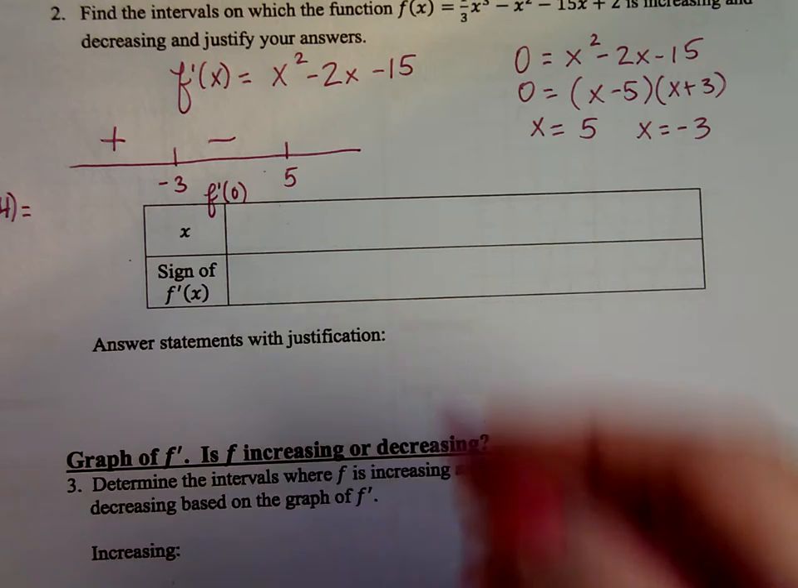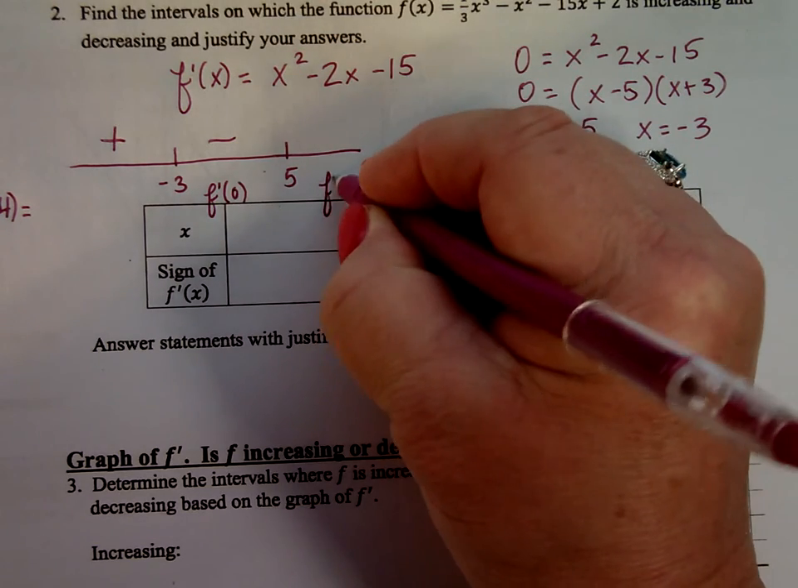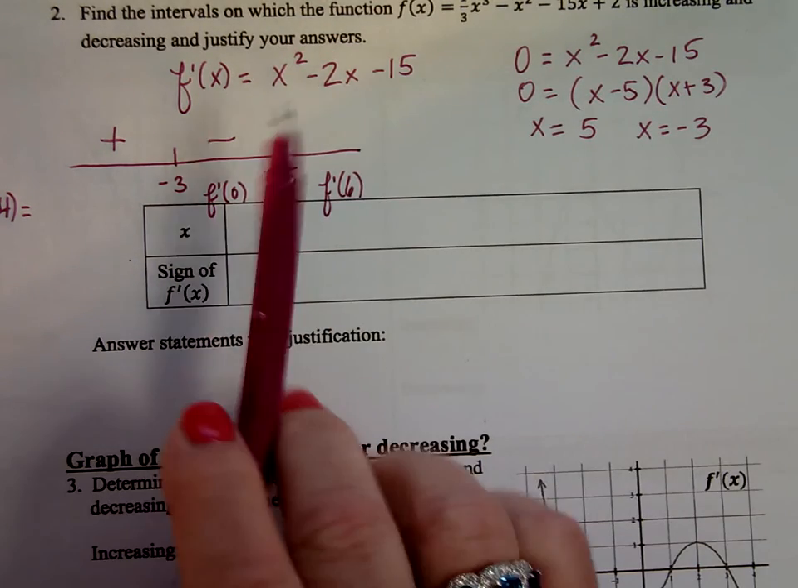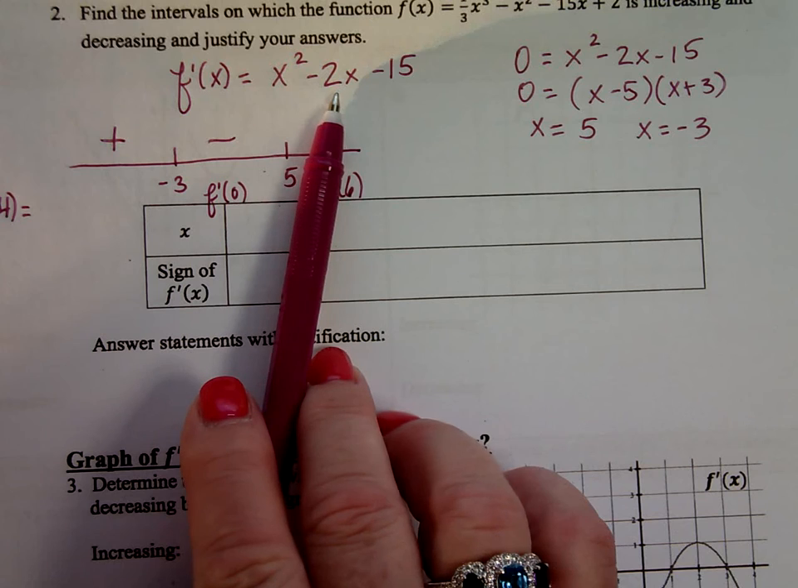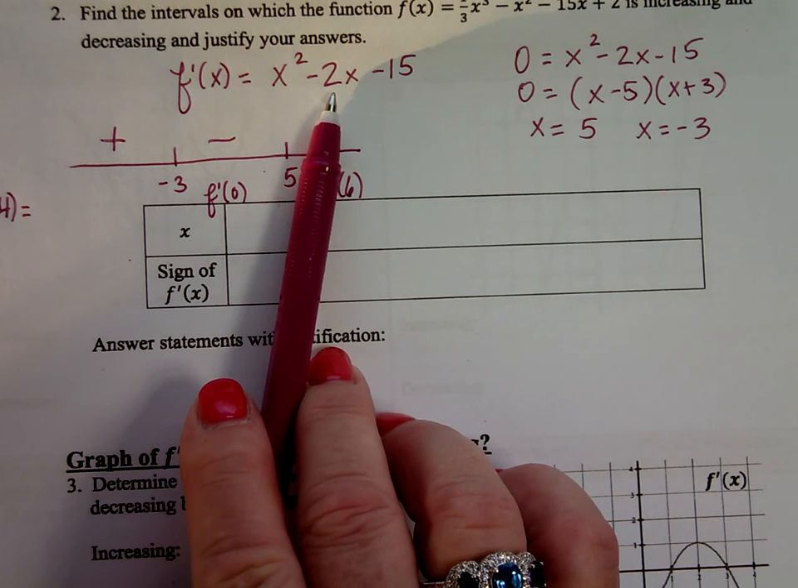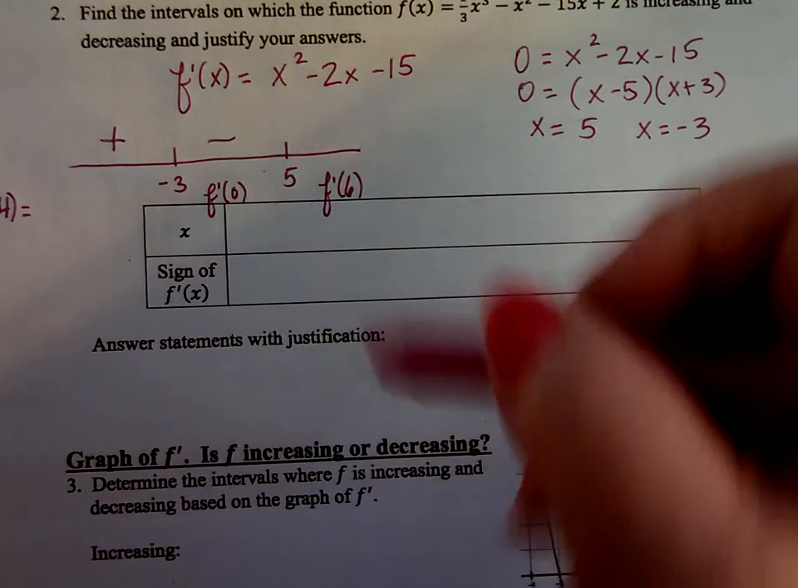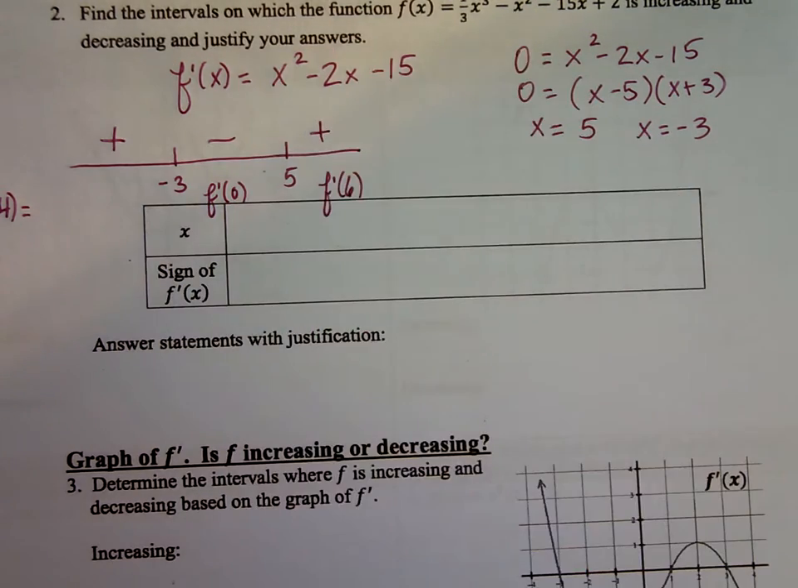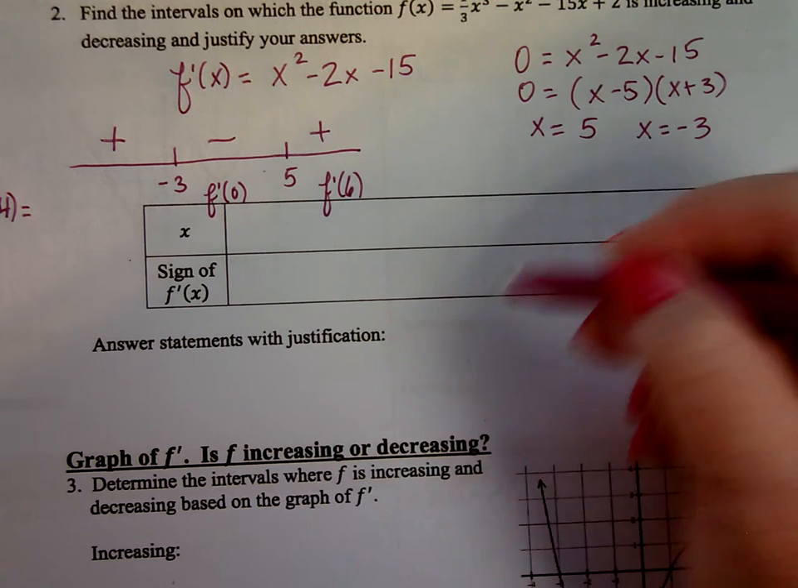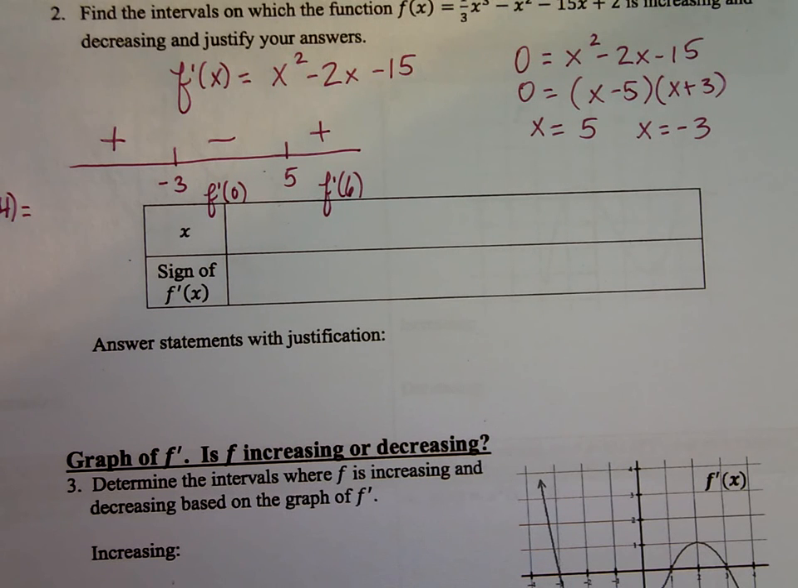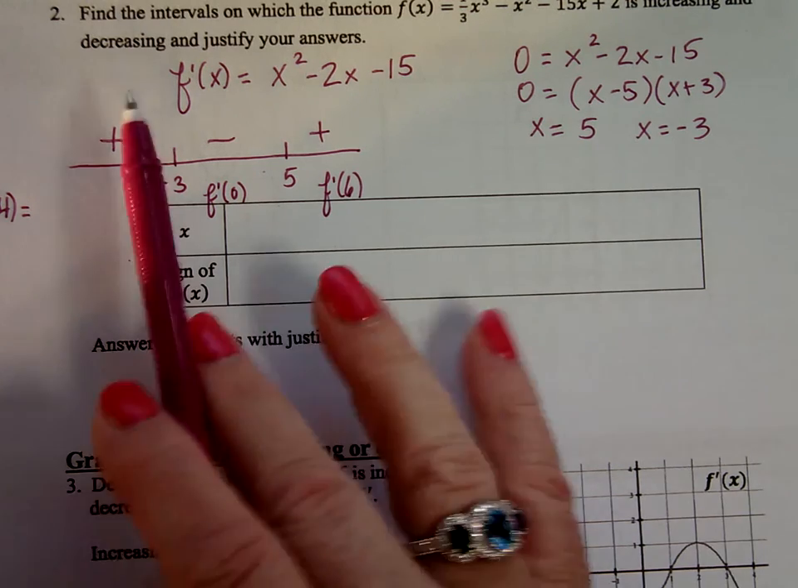Take something to the right of 5, like 6, f prime of 6. 6 squared is 36, minus 12 is 24, and 24 minus 15 gives me back to positive again. And there you go. So instead of setting up such a chart like they did, which is not a wrong thing to do, it's just, to me, seems like more work than you need to do. So then the question is, where are you increasing, where are you decreasing?